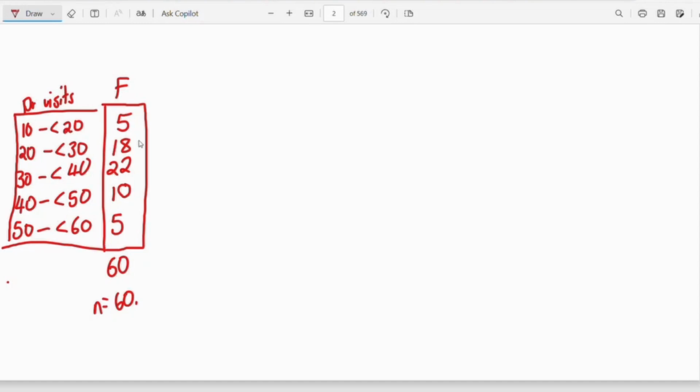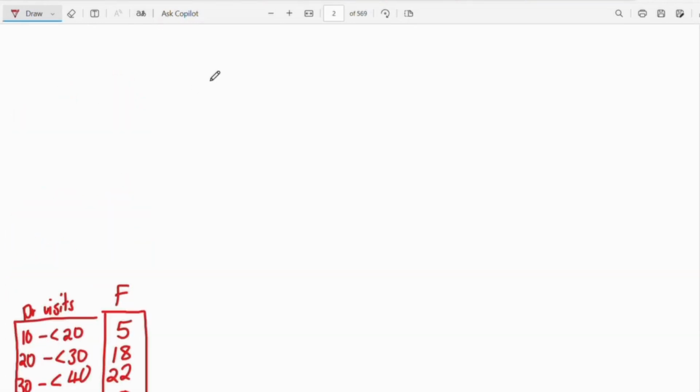And in total, the number of people in this sum here is 60. These are the number of people that visited the doctor. Now we want to see how many people visited the doctor between 10 to 20, and so on and so forth. So now let's see what our formula will be.